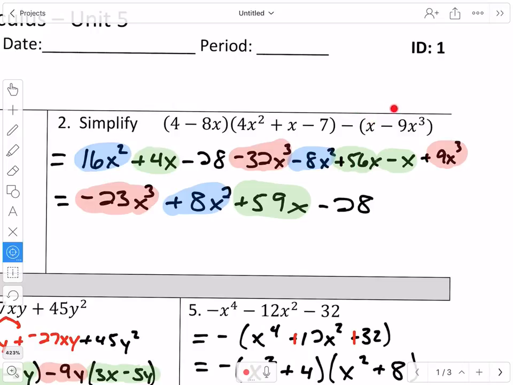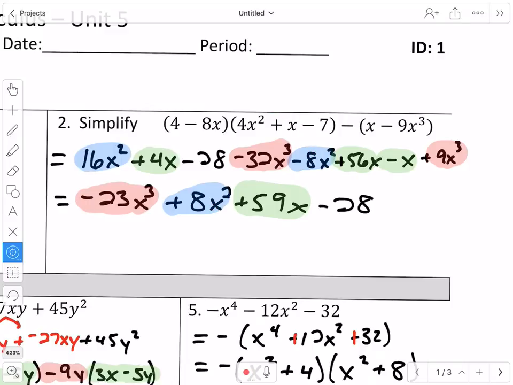I distribute this negative here, and I get a minus x. Distribute this, and I get a plus 9x cubed. Then we want to combine like terms. Like terms means same letter, same exponent. So these two red terms are like terms. Put those together. We get minus 23x cubed. We got a 16x squared and a minus 8x squared, which is going to be a plus 8x squared.